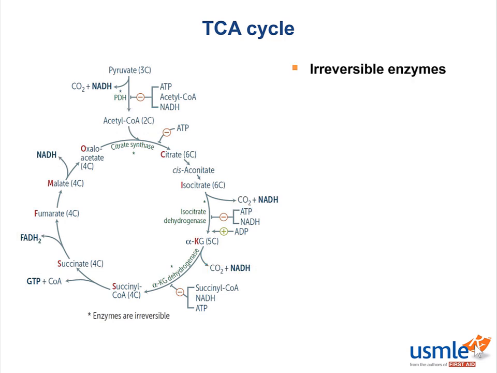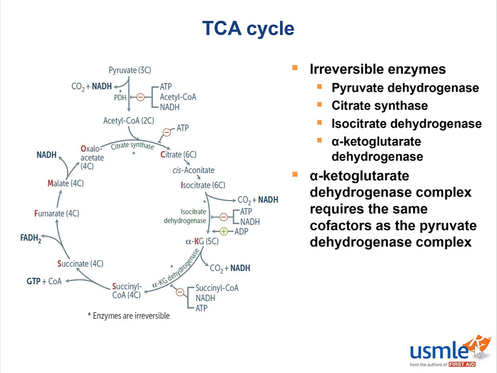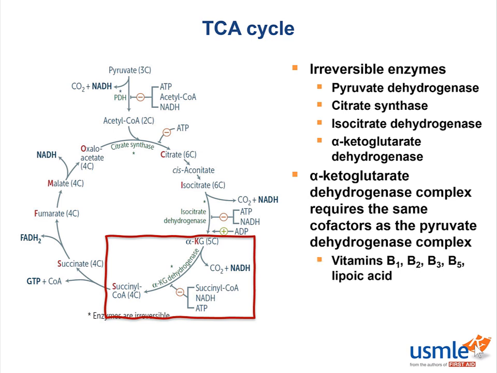Recognize that there are irreversible enzymes as indicated by the asterisks. They are pyruvate dehydrogenase, which forms acetyl-CoA from pyruvate, citrate synthase, isocitrate dehydrogenase, and alpha-ketoglutarate dehydrogenase. An interesting clinical correlate is that the alpha-ketoglutarate dehydrogenase complex here in this box requires the same cofactors as the pyruvate dehydrogenase complex, and those include vitamins B1, B2, B3, B5, and lipoic acid.